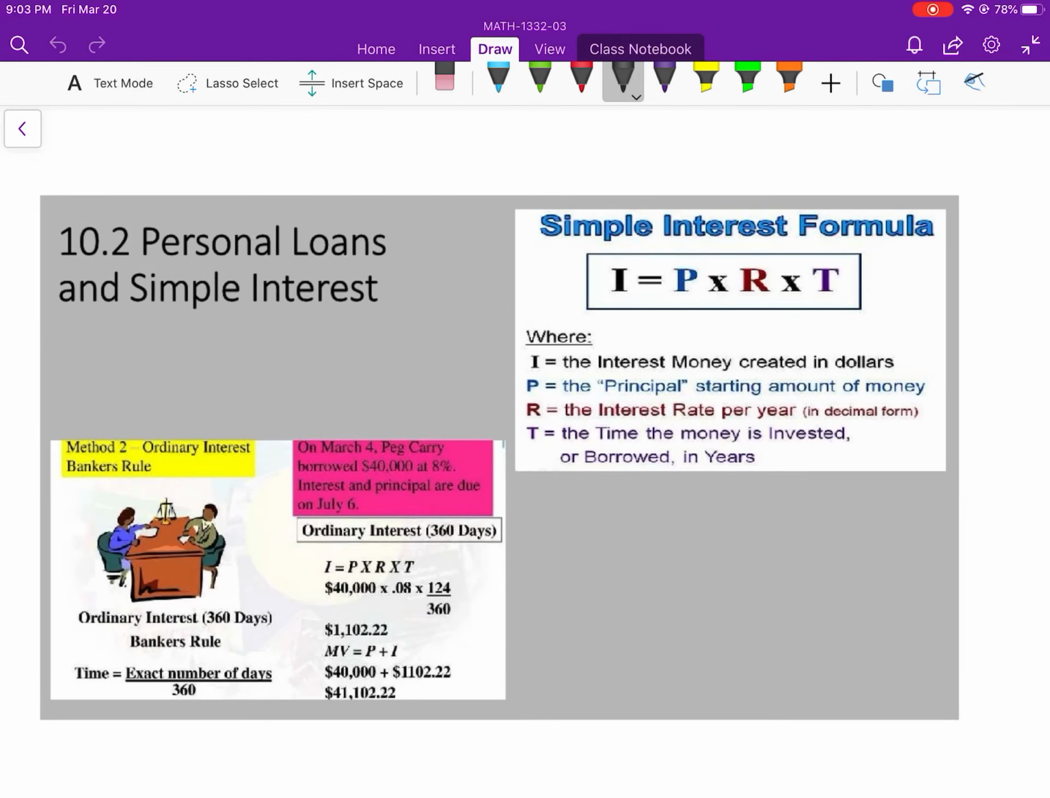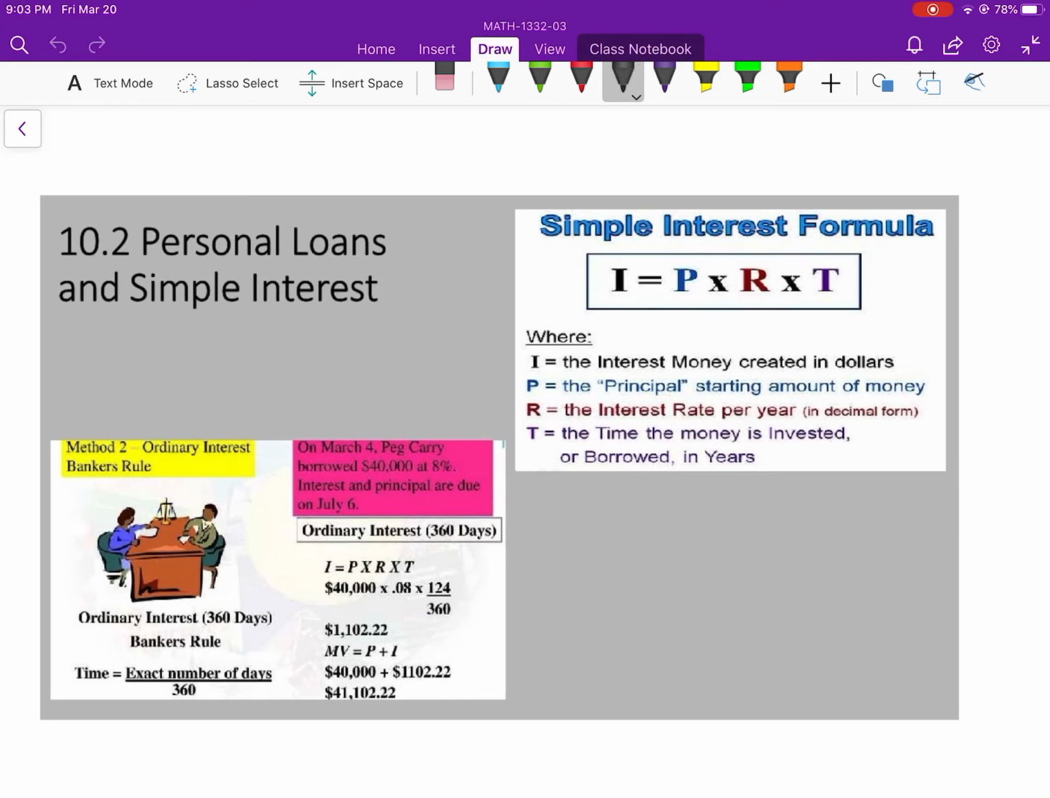Alright, welcome back. We are continuing into Chapter 10, and this is Section 10.2, Personal Loans and Simple Interest. We are introduced to our simple interest formula, I equals P times R times T, where I is the interest that we're looking for. That's the money that's created from this investment.